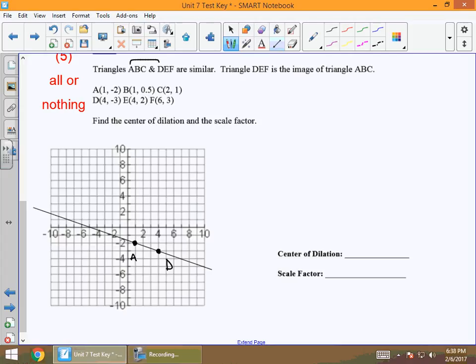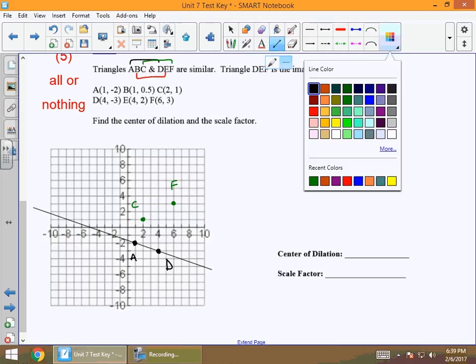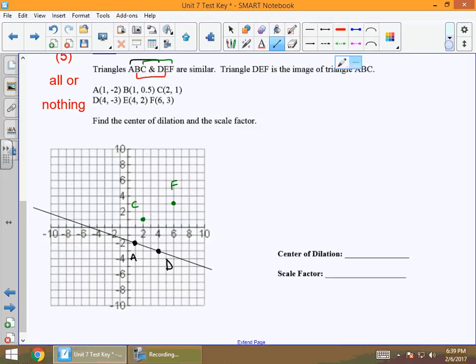All right, my next pairing is B and E. However, it deals with a point that's a half, and I don't like the half, so I'm going to skip that one. And then I'm going to jump to C and F. So the point C is at 2, 1. And the point F is at 6, 3. So that's C and F. And again, I'm going to connect them with a line. So C and F. I'll go ahead and connect those with a line.